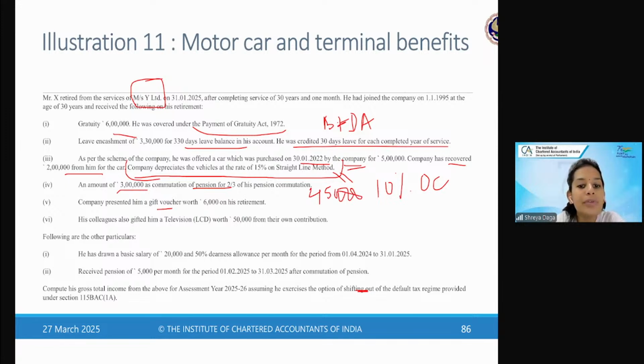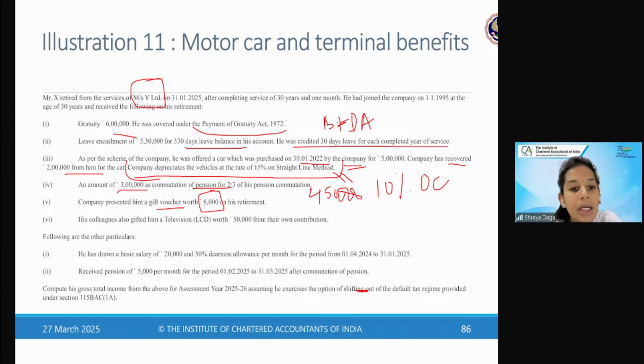Company gave him a gift voucher worth 6,000. In gifts we had said that up to 5,000 is exempt. Above 5,000 there are two views. One is that we make the whole thing taxable, and one is that we make only the excess taxable. So we are going to take a view that we will consider the full thing as taxable.